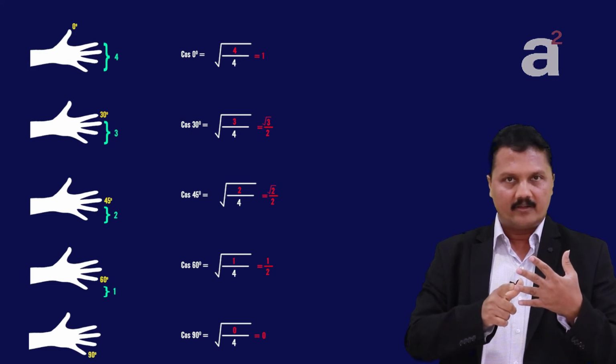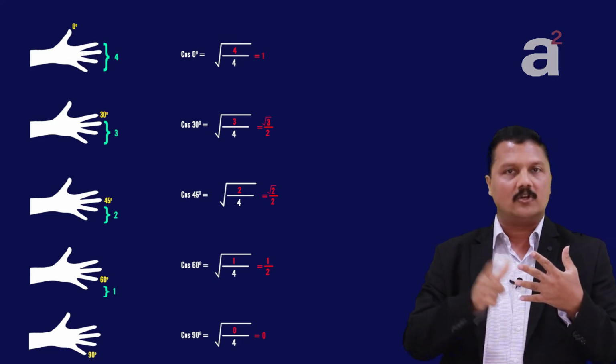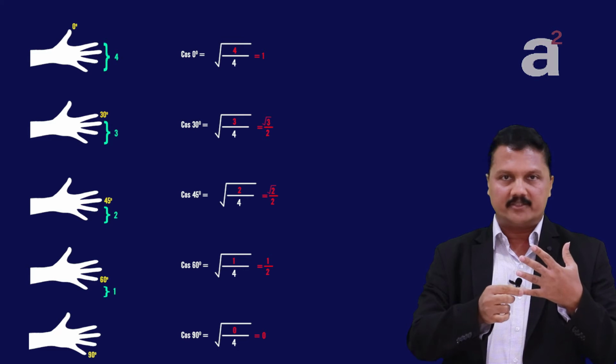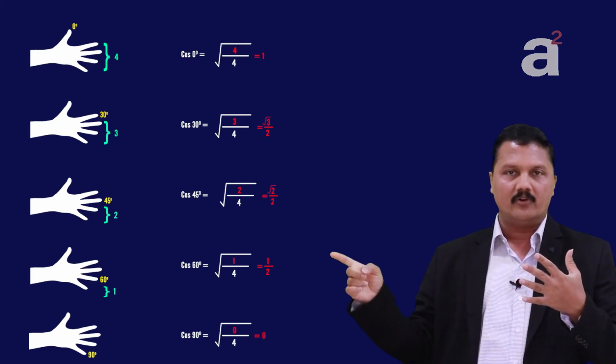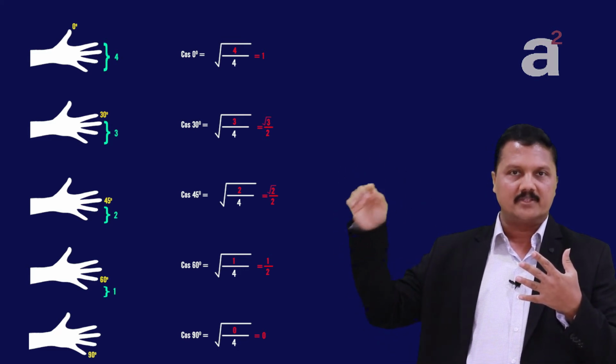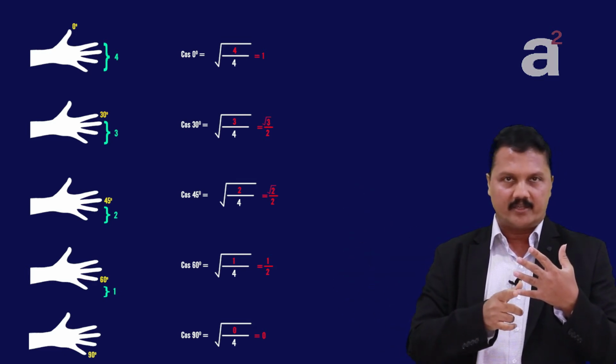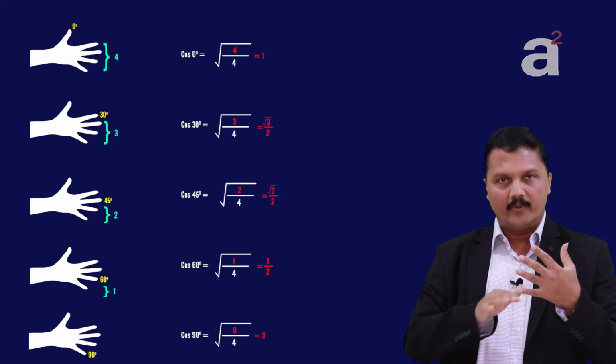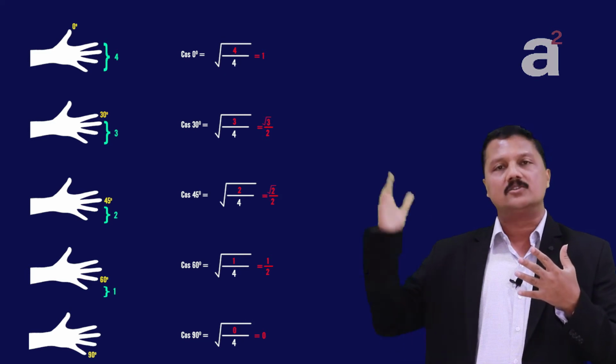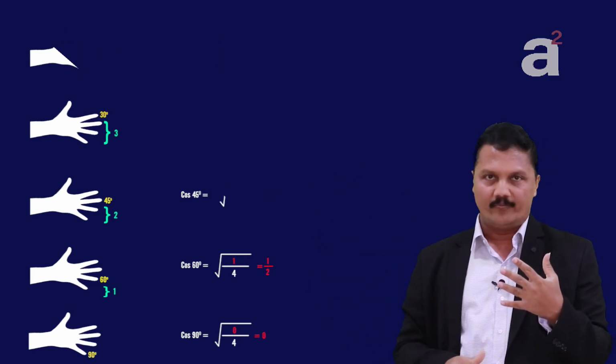For this one, this is 60 degrees. For cos 60, we count the fingers below this. It's 1. So 1 over 4. Square root of 1 over 4, which is 1 over 2. Then for this one, finally 90 degrees. For cos 90, how many fingers below this? 0 fingers. So 0 over any number is 0. This is how we find the values of sine and cos using my fingers.